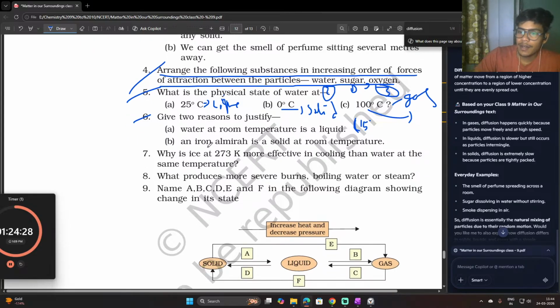Now an iron almirah is a solid at room temperature. Give two reasons to justify. Sorry, don't use abusive words. So an iron almirah is a solid at room temperature. Because iron needs, I guess, 1000 degrees Celsius to become liquid. That's why at room temperature iron will be solid. It will not change.